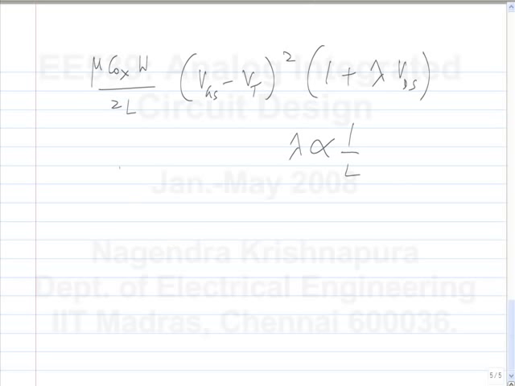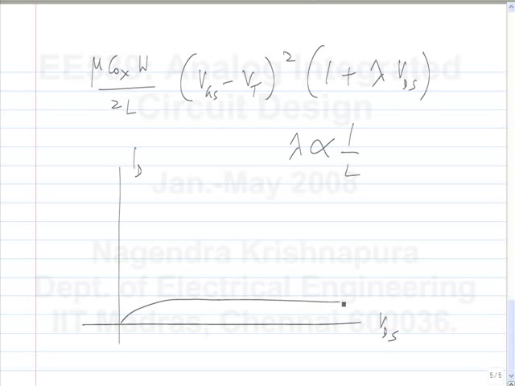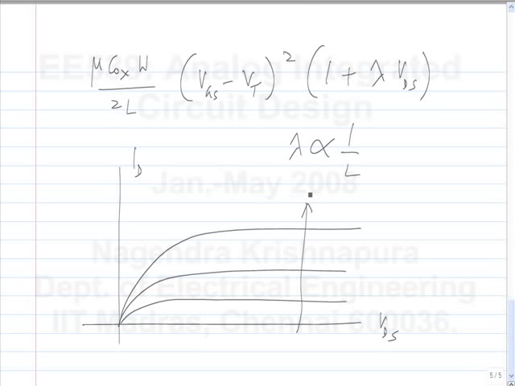Now in modern MOSFETs, if you plot ID versus VDS for different values of VGS, you will get something like this. Let's forget the fact that the slope I have shown is 0. For equal increments in VGS, you don't get a very large increase in the increments in current. Why is that? What is the effect?